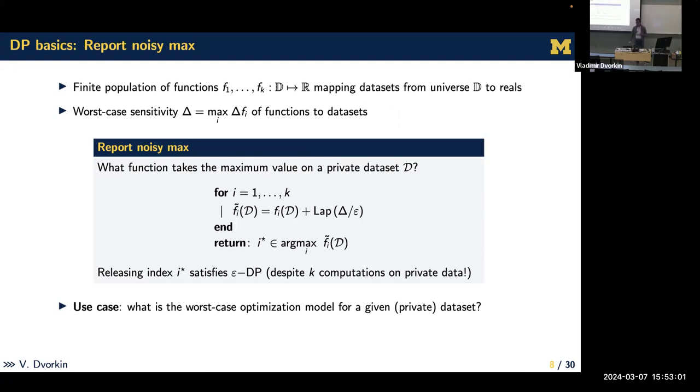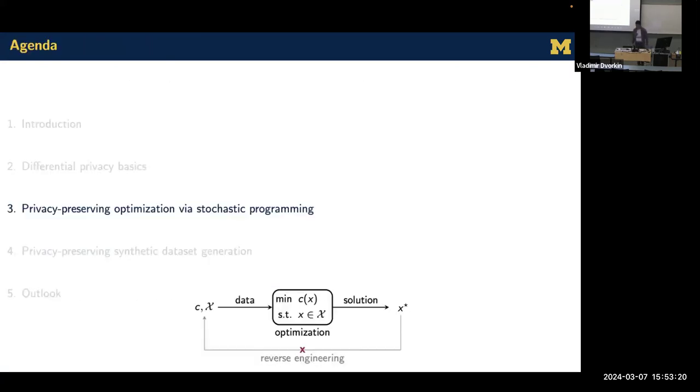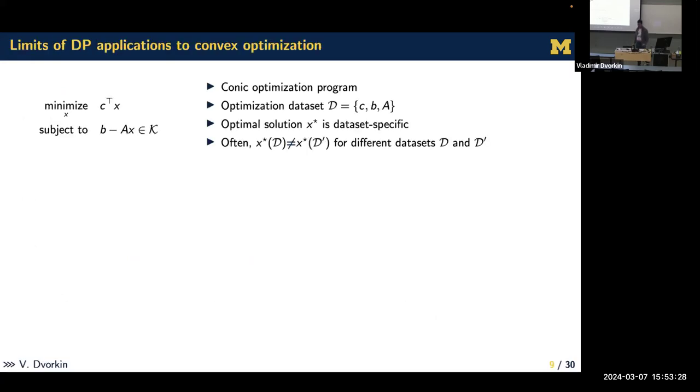It's a very important result that we will use eventually to answer the kind of question: what is the worst case optimization model on a particular data set? In terms of dispatch, what is the worst case operating condition for a particular load? And we will return to this mechanism later in the talk. But let's discuss how we can enable privacy-preserving optimization using stochastic programming.